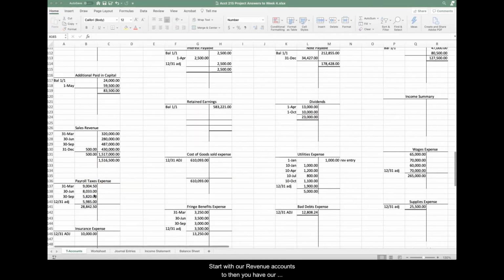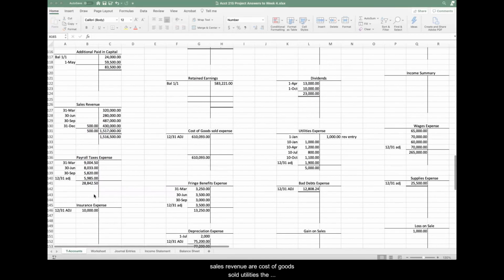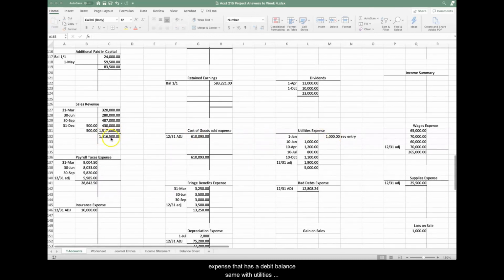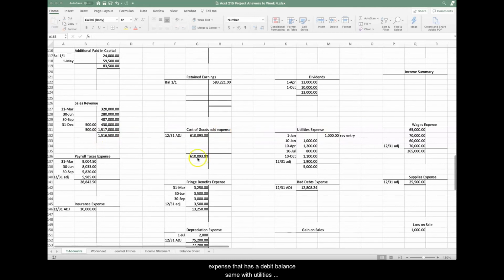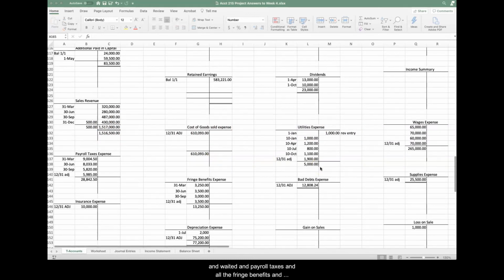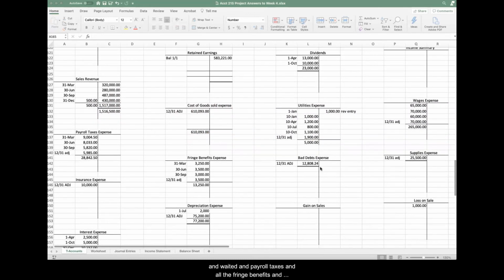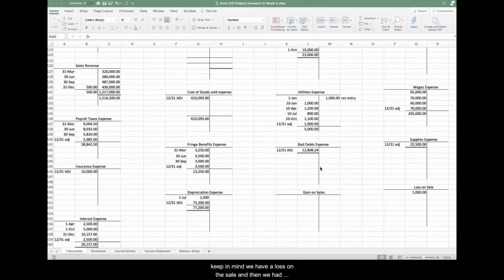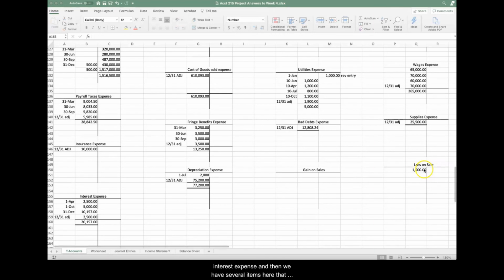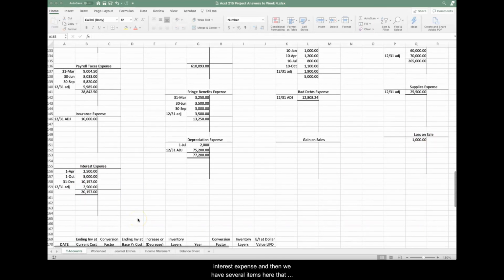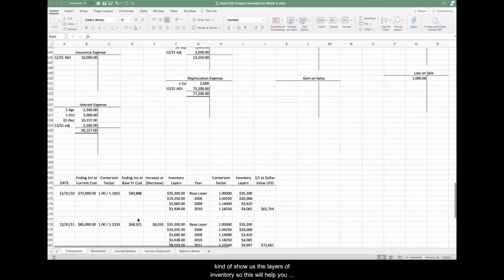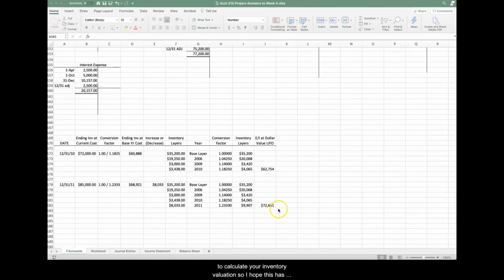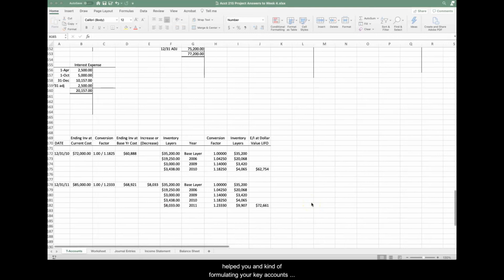Then we start with our revenue accounts. So then you have our sales revenue, our cost of goods sold, utilities. So remember, revenue is a credit, cost of goods sold is an expense, so that has a debit balance. Same with utilities and wages and payroll taxes and all the fringe benefits and all of the other expenses. So those are all debit balances. Keep in mind, we have a loss on the sale, and then we have interest expense. And then we have several items here that show us the layers of inventory. So this will help you to calculate your inventory valuation.